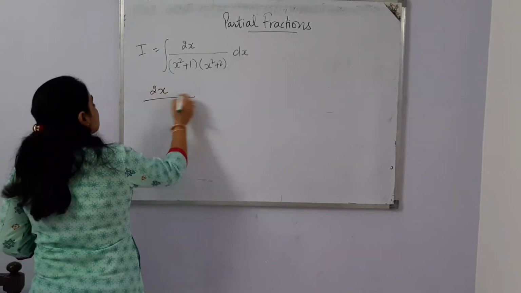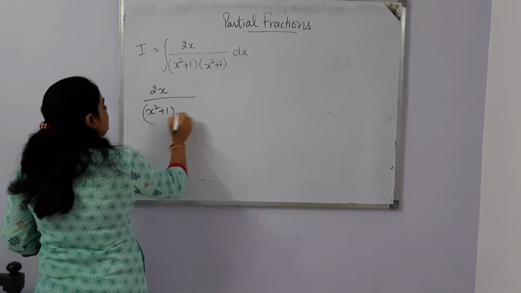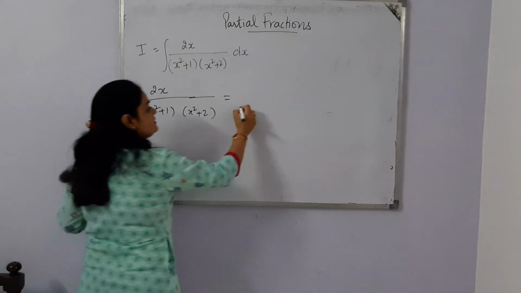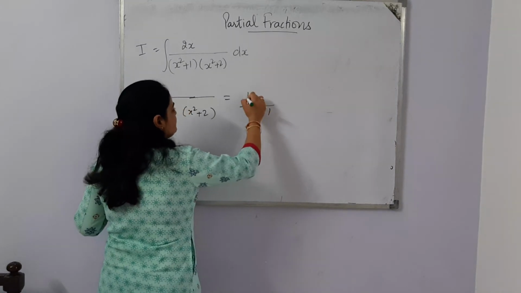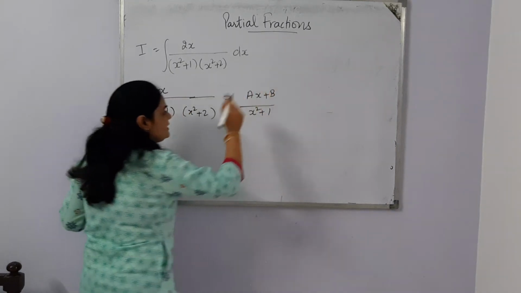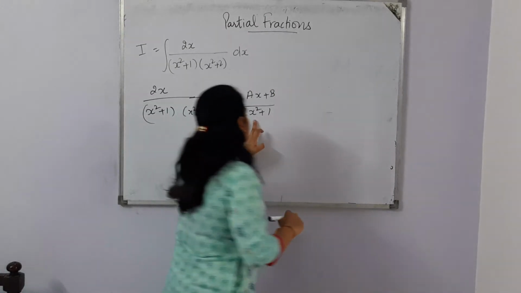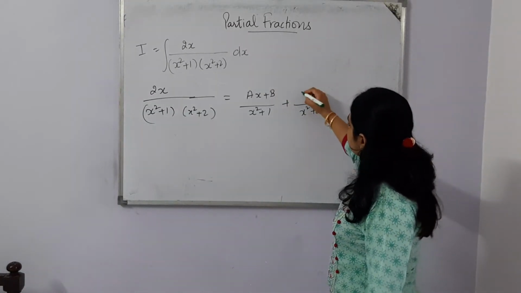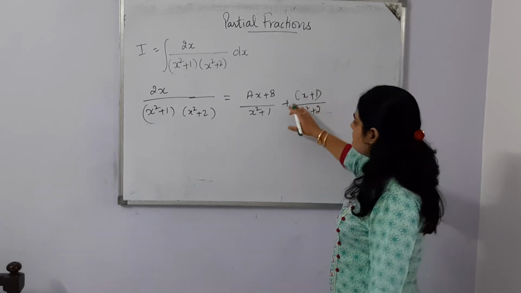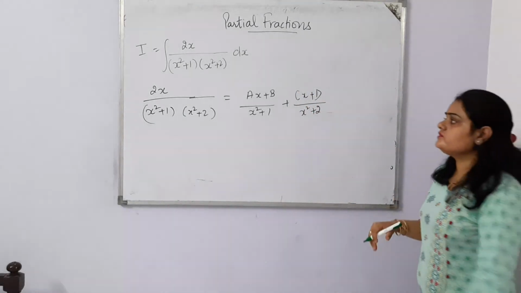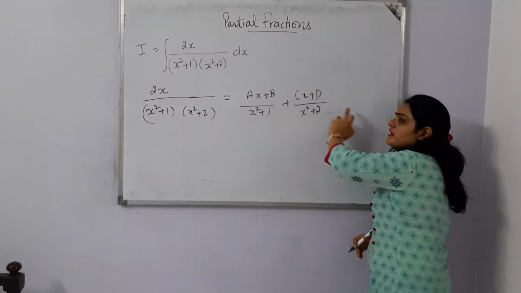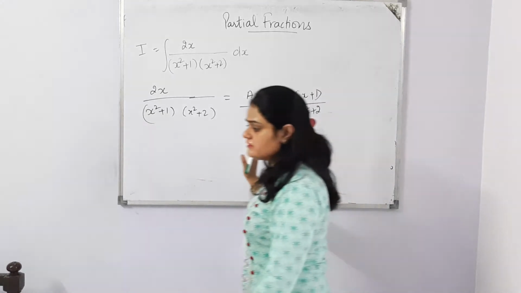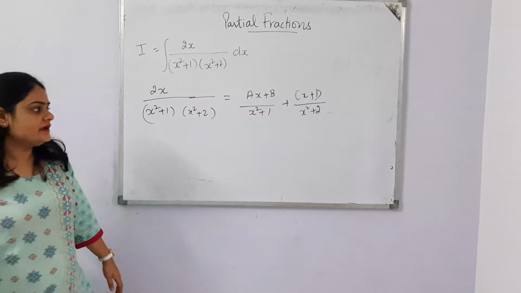x upon x square plus 1 into x square plus 2. Of course, we have to take the first factor x square plus 1, and its numerator should be in the form of ax plus b. So ax plus b upon x square plus 1, and the second factor is x square plus 2, and again its numerator should be in the form of cx plus d. We cannot repeat the constants. If we have taken a and b here, then we have to take c and d, or any other constants that you want to take, e, f, g, h, but constants cannot be repeated in the same question.